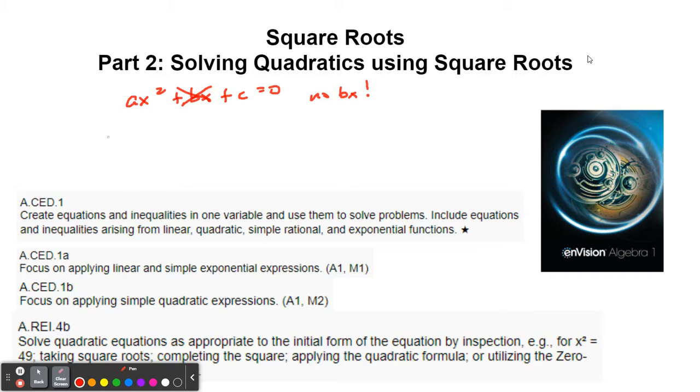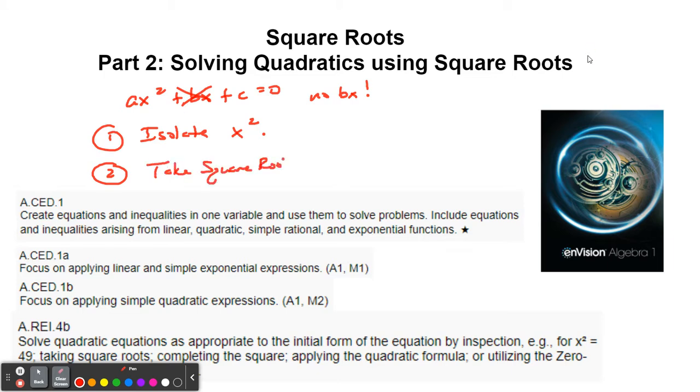So the first thing I want you to focus on is isolating the x squared. We did something like this when we did the absolute values. We isolated the absolute value. Well, same thing here. We're going to isolate x squared. So in this case, you've got to move the c over. You've got to divide by the a to get x squared by itself. Once you have the x squared by itself, you're going to take the square root.